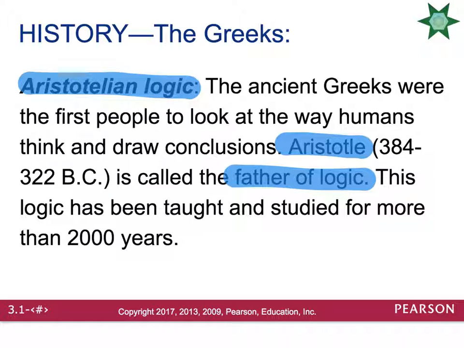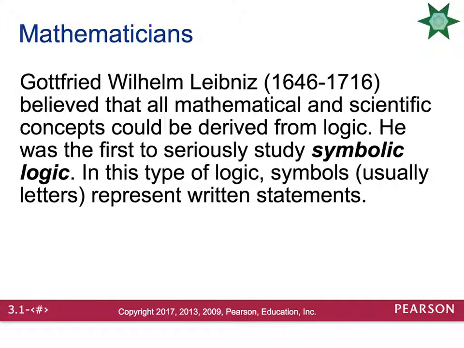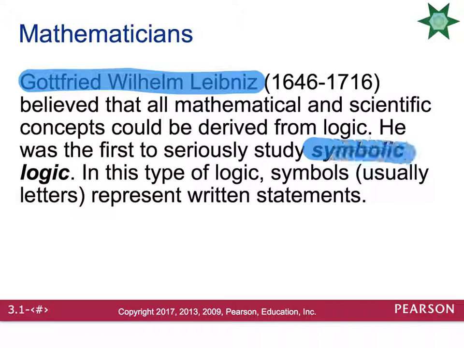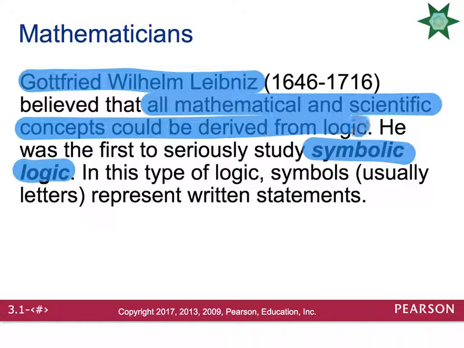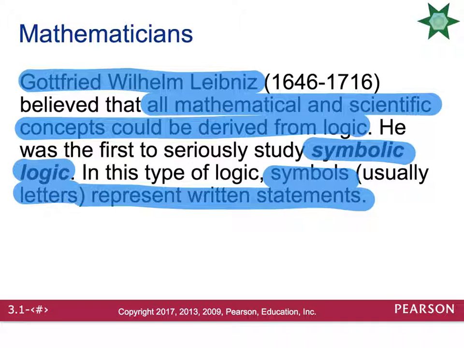So this has been studied for more than 2,000 years. This was happening in BC. Gottfried Wilhelm Leibniz, who was around in the 17th century, was the first to seriously study symbolic logic. He believed all mathematical and scientific concepts could be derived from logic. In this type of logic, we use symbols, generally letters, to represent written statements. You don't need to know these names or the history for tests. We're not going to quiz you on that.